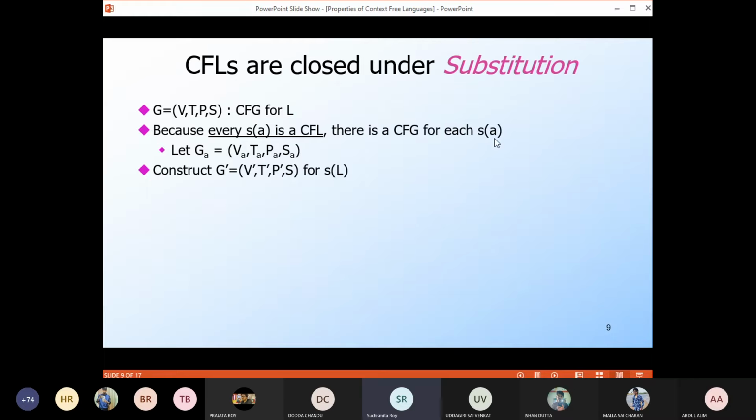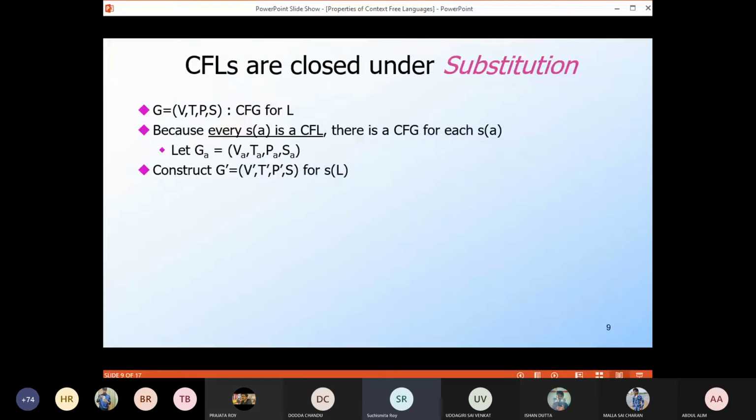So you have a language defined by a context-free grammar, VTPS. A is every input symbol, because every input symbol has its own substitution, and each of these substituting languages SA is also context-free. If they are context-free, they have their own grammars. Ma'am, is S the substituted starting state?